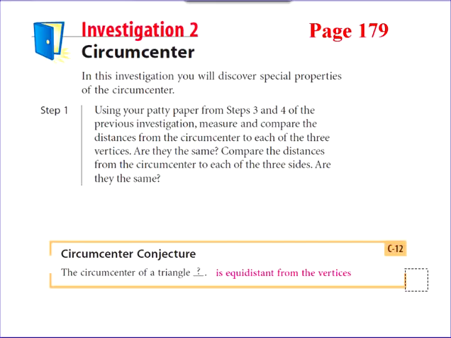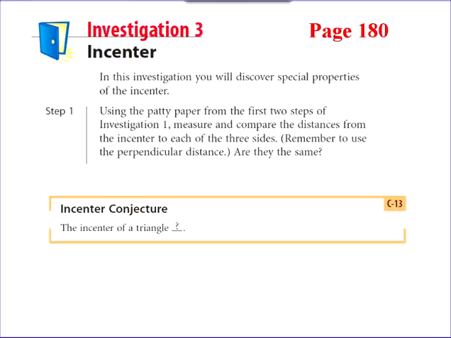Alrighty, let's look at another. Using the patty paper from the first 2 steps of Investigation 1, with your angle bisector, measure and compare the distances from the incenter to each of the 3 sides. This was the very first patty paper you should have. Measure it to each of the 3 sides.